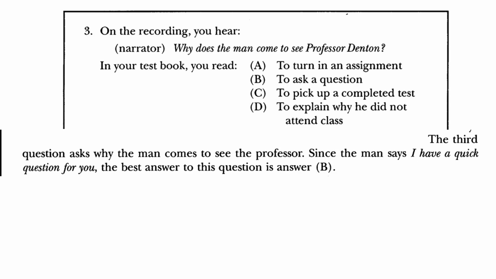Number 3. On the recording, you hear narrator: Why does the man come to see Professor Denton? In your textbook, you read: A. To turn in an assignment. B. To ask a question. C. To pick up a completed test. D. To explain why he did not attend class. The third question asks why the man comes to see the professor. Since the man says, I have a quick question for you, the best answer to this question is answer B.